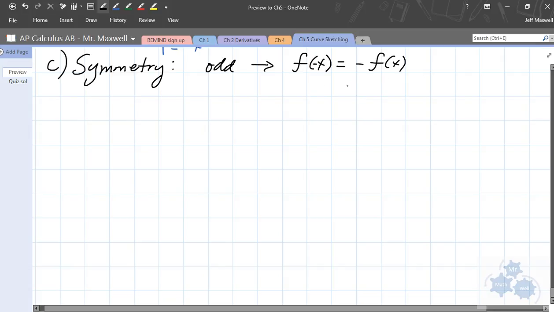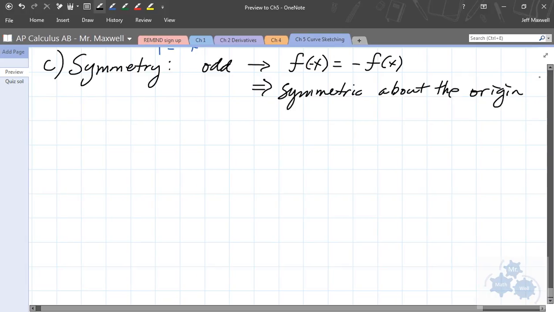And again, these are lessons that we've already been through, so I won't go over the details here. But what sort of symmetry does an odd function give us? Symmetric about what? The origin. Yes. It's symmetric about the origin. So you'd have something like this.